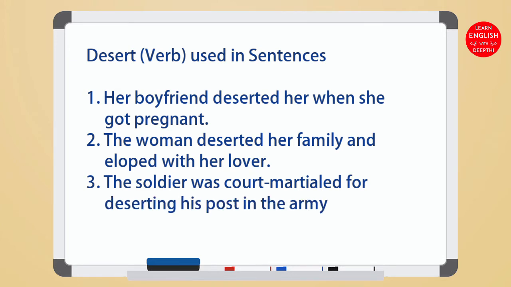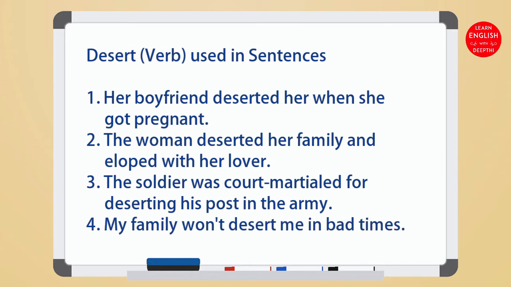The soldier was court-martialed for deserting his post in the army. So deserting is a common term that we hear with army and military because it is considered a crime to desert the army. If you join the army and you run away from the army, they call it deserting the army. People like that are called deserters and they are punished very severely. This kind of punishment is called court-martialing.